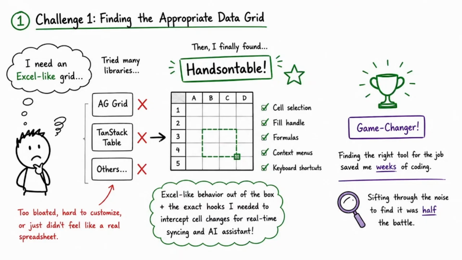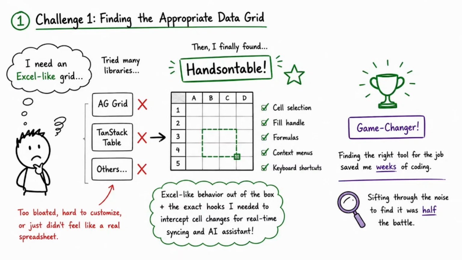At first, I thought I could just use AG Grid or TanStack Table. They are super popular, but here is the catch. I wasn't building an admin dashboard to just display a list of users. I was building an Excel clone. I needed authentic spreadsheet-like behavior out of the box.